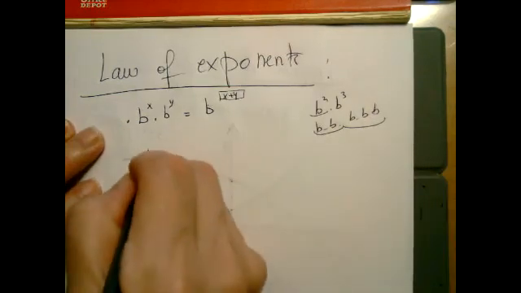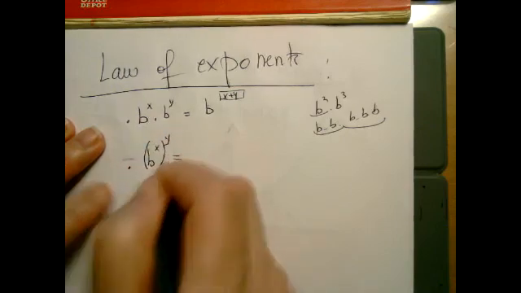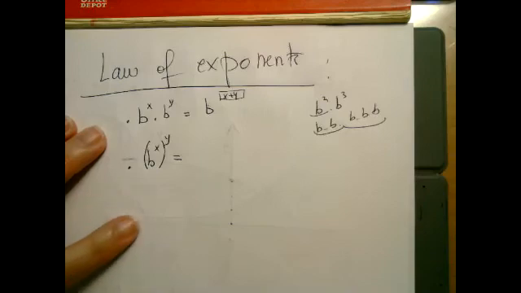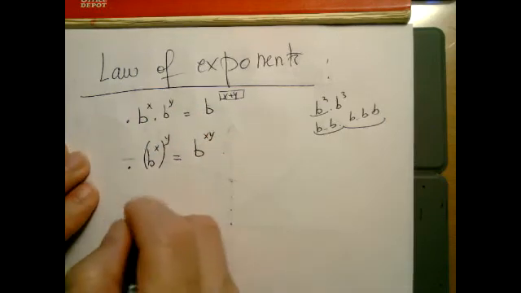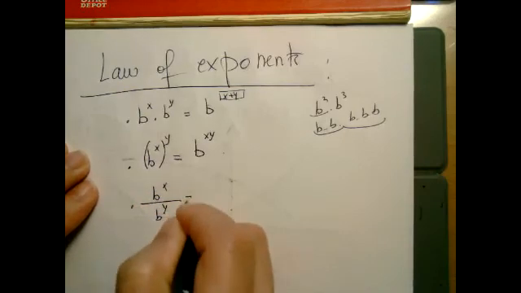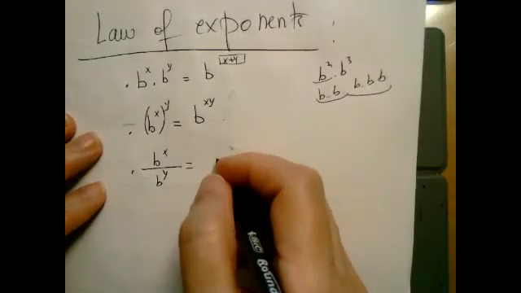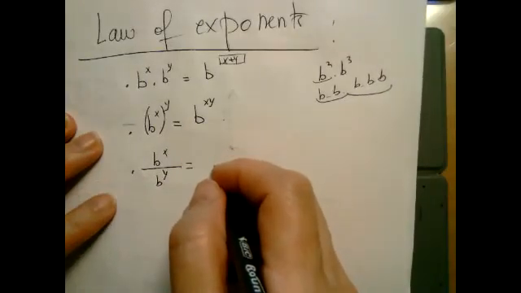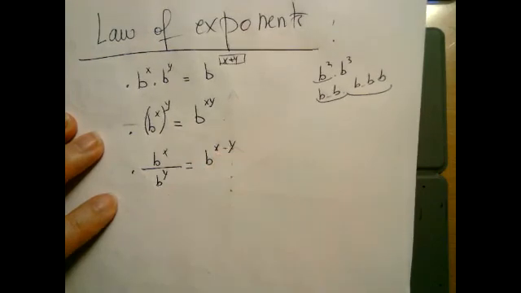The other one is very different now. Quickly, to which power? Multiply them. Multiply them. Very good. Now, b to the x over b to the y. Again. Subtract them, x minus y.